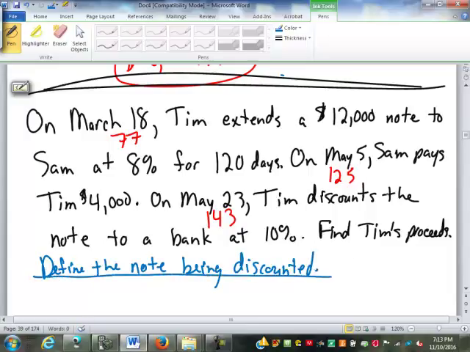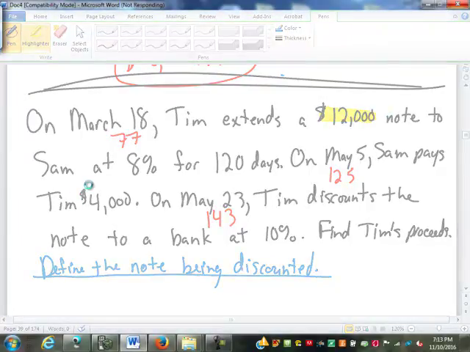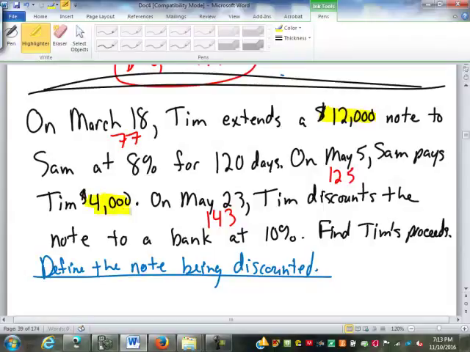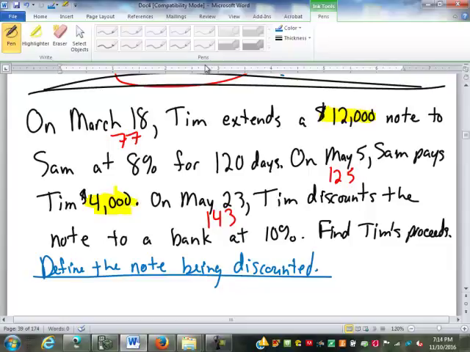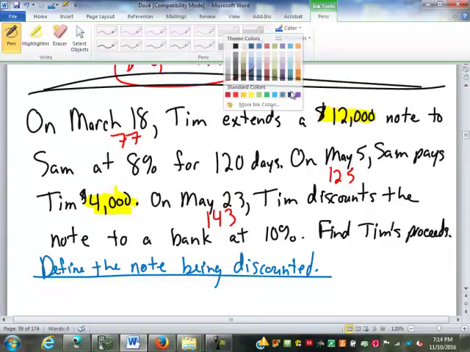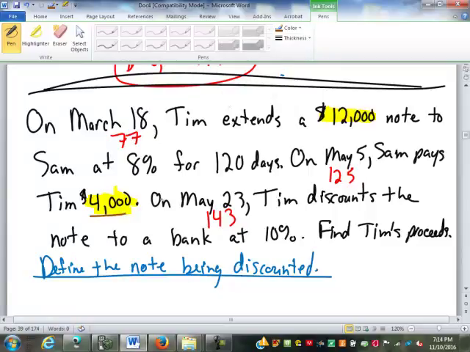The note that's being discounted here is not the $12,000 note. Can anybody tell me why? Because they paid him $4,000 out of that. Because Sam already paid $4,000 of it. So what we first must do before we do anything else is account for this partial payment.